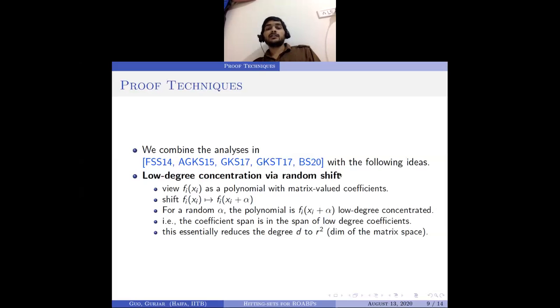Such ideas of shifting and concentrations were used in many of these papers, but mostly for the multivariate setting, and here we are using it for the univariate setting.